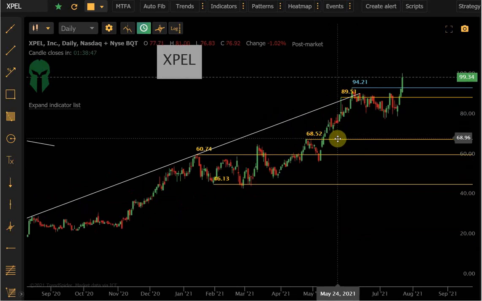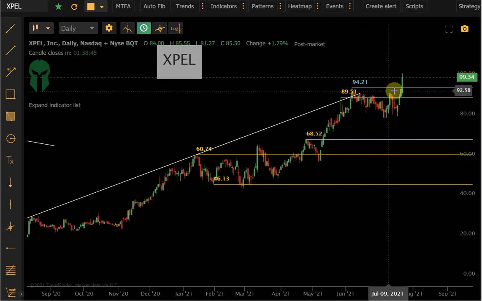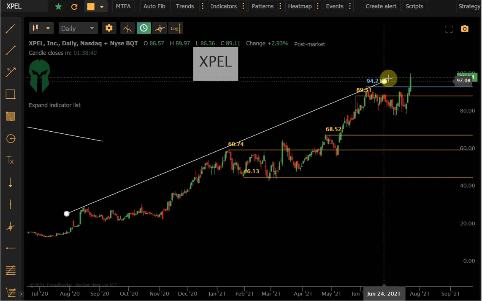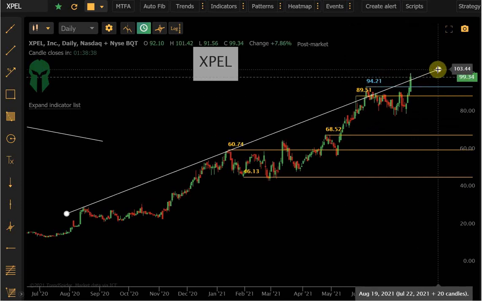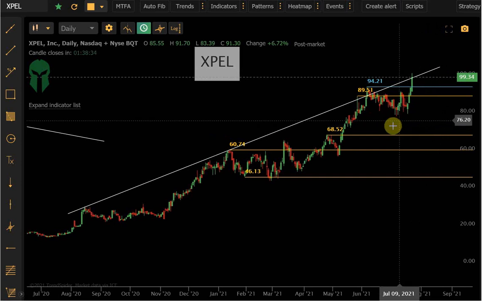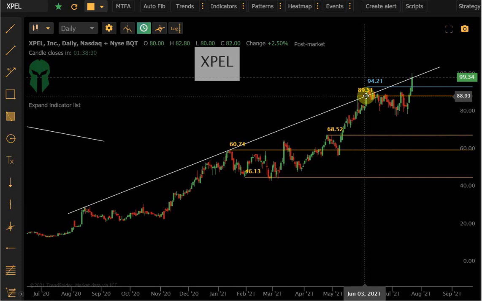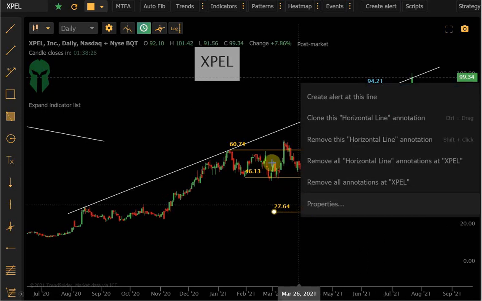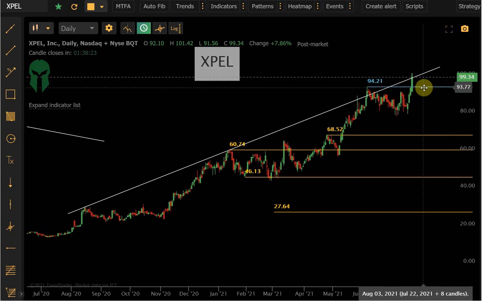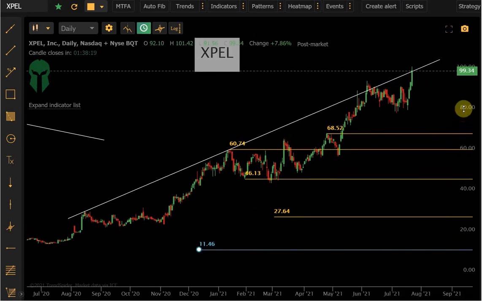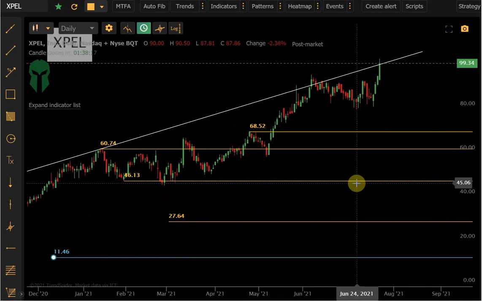XPEL, I just wanted to cover this one very quickly. Solid breakout, but look at this. If I drew this just a little bit better, just that alone, you're getting through, couldn't pop through it. We can get through these levels. So you can see where I'm going with this, hopefully. And let's open this up and go there.